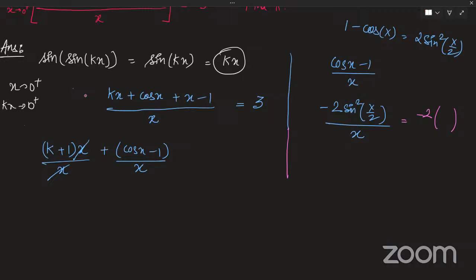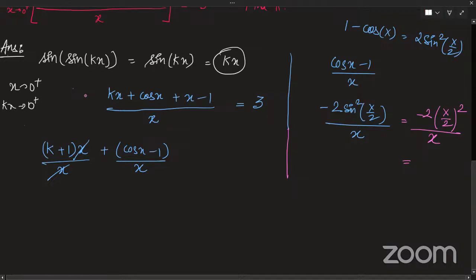It will be (x by 2) whole square, correct, because there is a square with sine. So both of my sines need to be removed. So minus 2 x square by 4 whole divided by x. How much will this value be? Minus 2 x square by 4x. So it is minus x by 2.